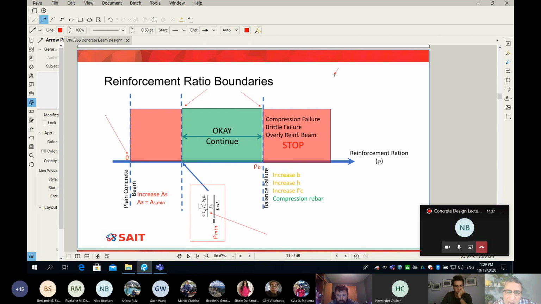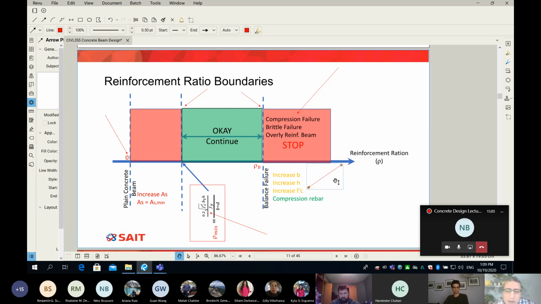However, if you found out that you are in this zone, it means your rho is more. You can see on the graph, if your rho is more than this number called rho balanced, which is f'c divided by 1100, then stop. You can see I made it bold and red. Stop. Don't continue. It's a compression failure. It's a brittle failure. It's an overly reinforced beam. And here is the solution.